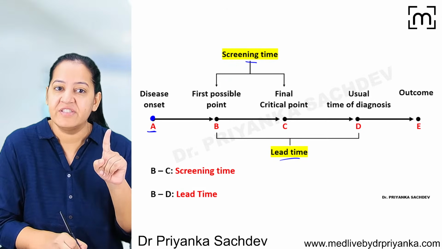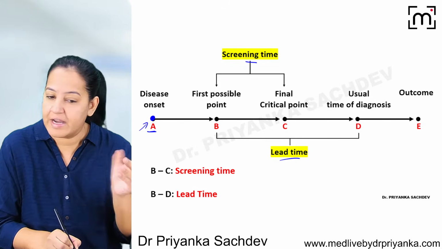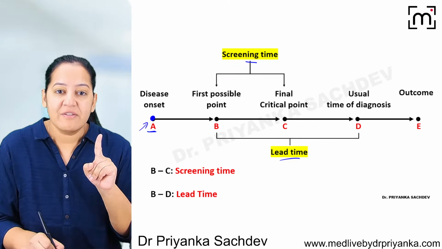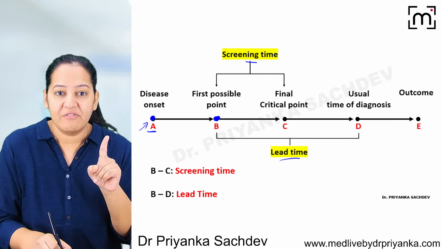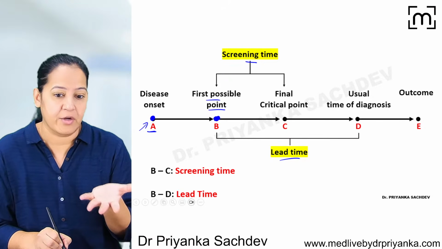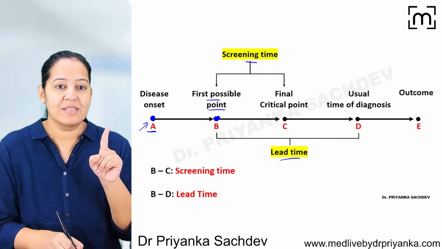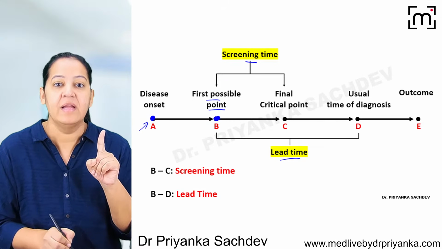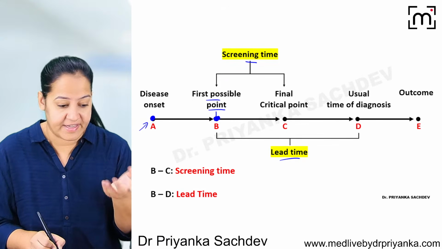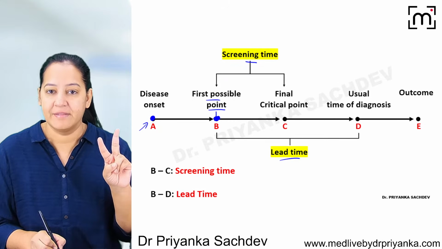So at the point at which the disease has its onset, we cannot detect it. This is the first possible point where we can do detection by any test. So this is the first possible point where we can do the diagnosis, we can detect the disease. So this is the point where the disease is starting in the human body, A. And this is the point where we can detect it the first time. This is point B.